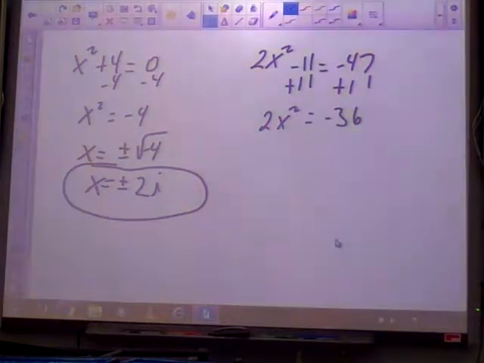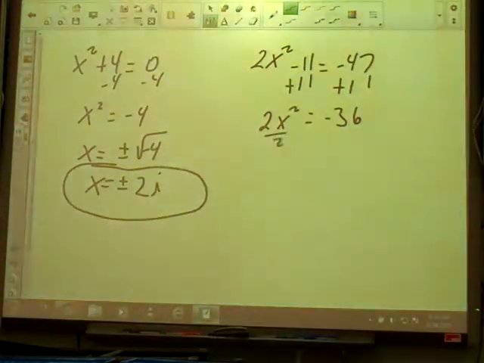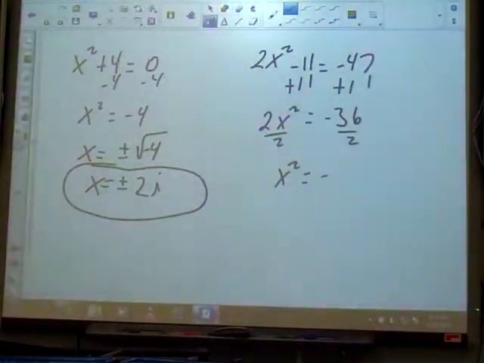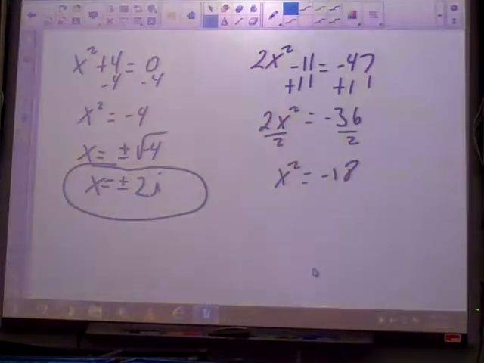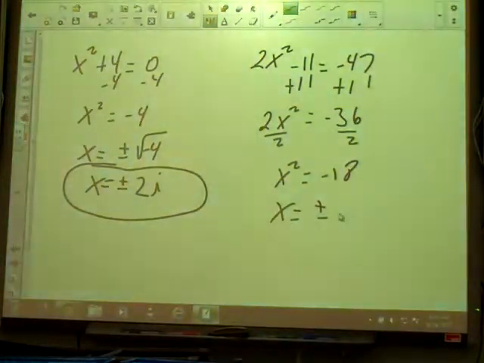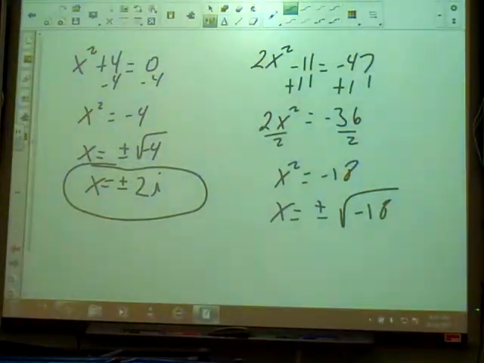We've got a, good, Jody. I've got a 2x squared, so I need to divide both sides by 2. Good job. So x squared would be negative 18. Now do the square root. So x will be the positive or negative square root of negative 18.